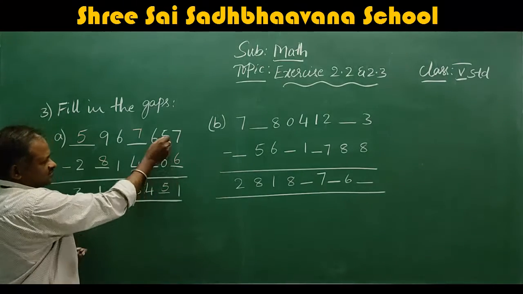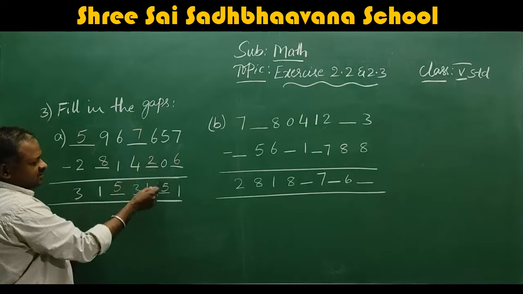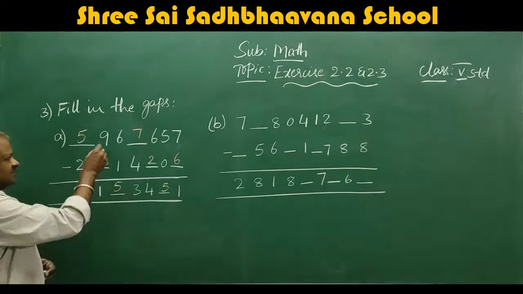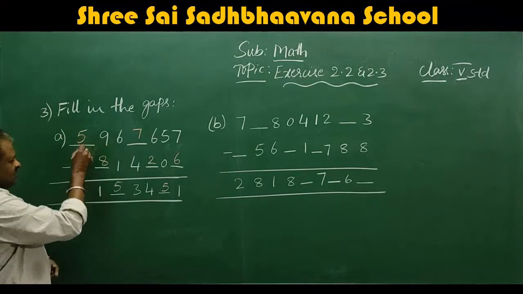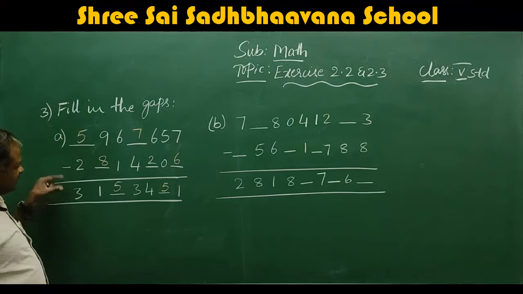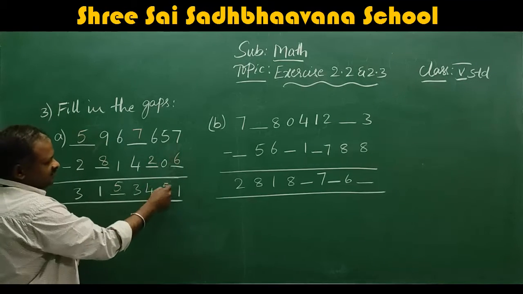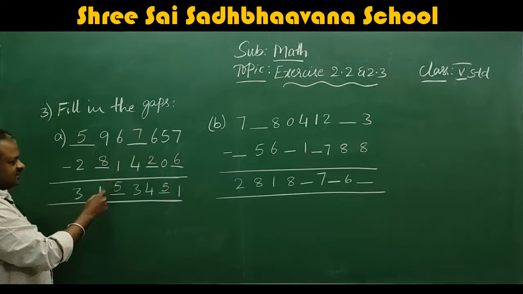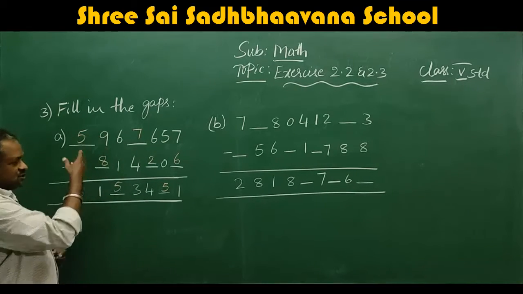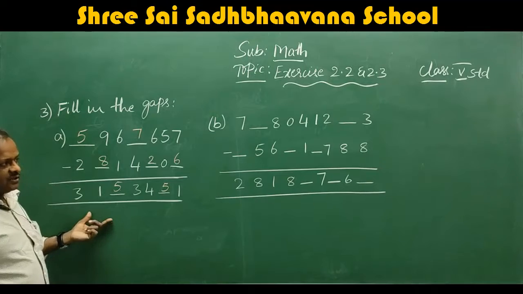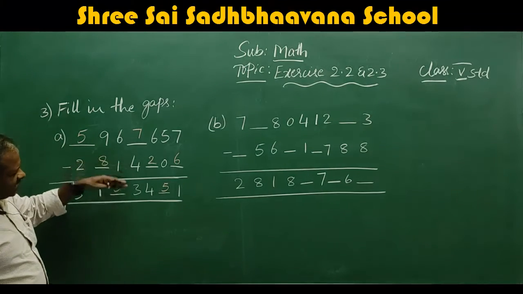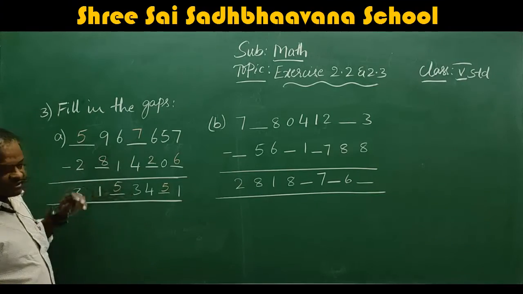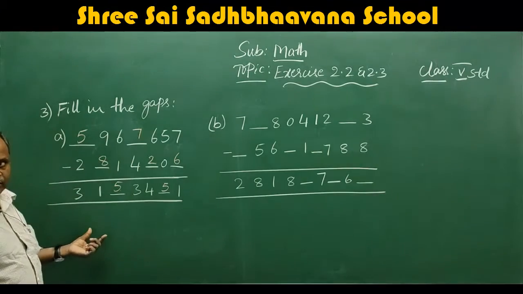7 minus 6, 1. 5 minus 0, 5. 6 minus 2, 4. 7 minus 4, 3. 6 minus 1, 5. 9 minus 8, 1. 5 minus 2, 3. Once again you add this one. 4 plus 3, 7. 5 plus 1, 6. 8 plus 1, 9. 3 plus 2, 5. So this is how we have to do. Add these two to get this one. Subtract these two to get this one. Okay, I hope you understand.